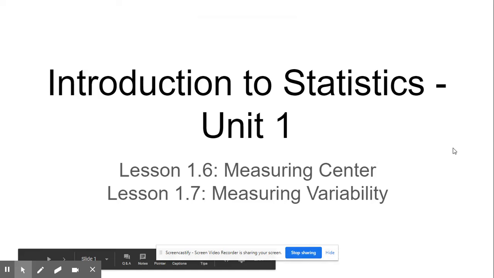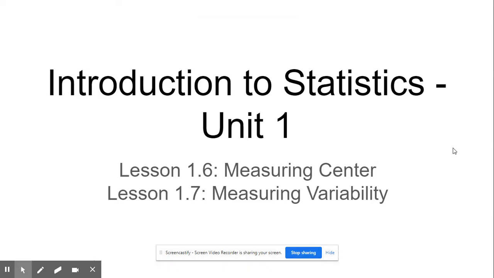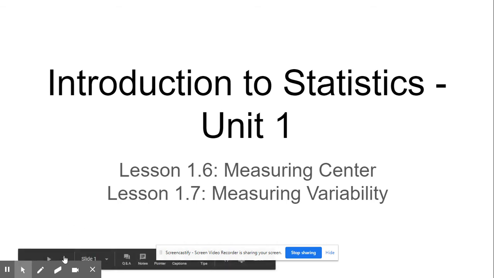Hi, and welcome to week 4 of Introduction to Statistics, Unit 1, where we looked at Lesson 1.6, Measuring Center, and Lesson 1.7, Measuring Variability.